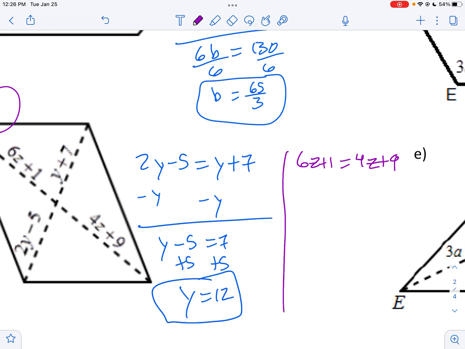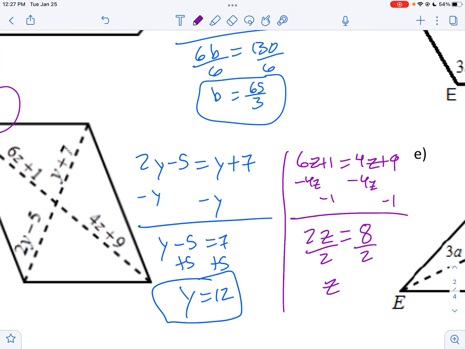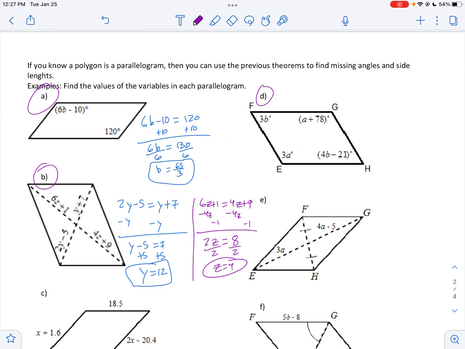So if we go to this purple one over here, let's subtract 4z from both sides. And while I'm at it, I can subtract 1, because I'm putting my variables on the left and numbers on the right. Now I got 2z equals 8. And you can divide by 2. And we got z is 4. Hooray! So you kind of see the different properties.